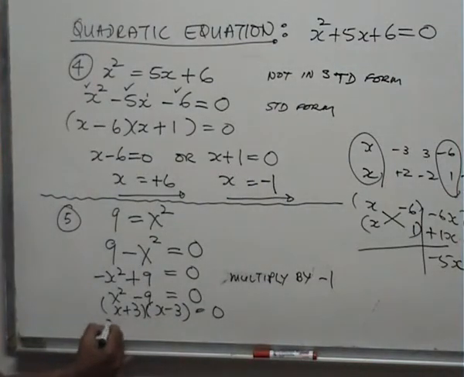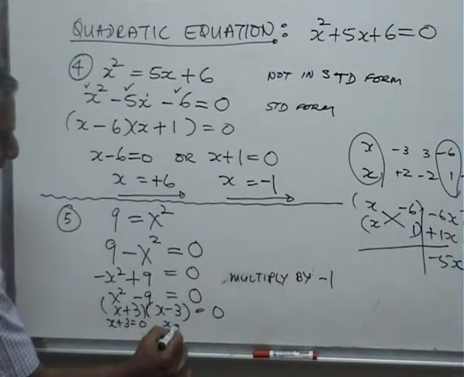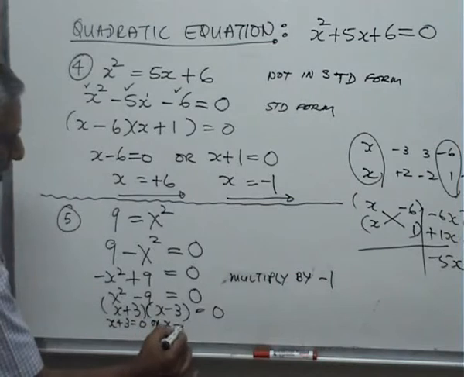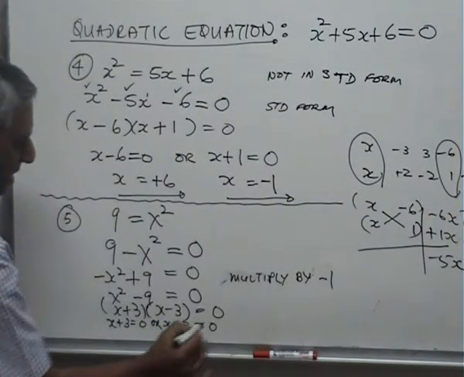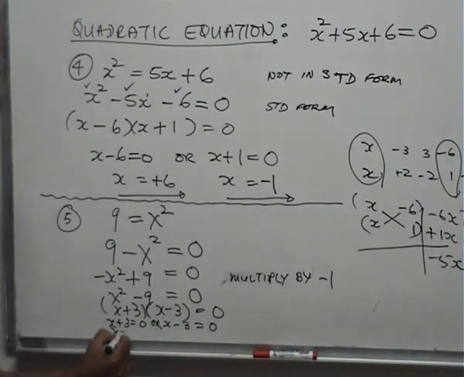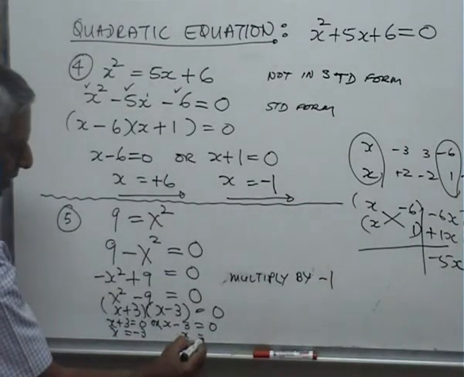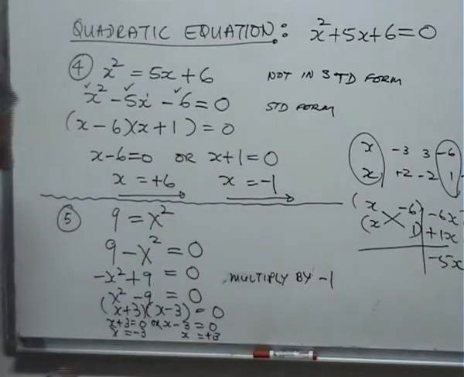So x plus, that's getting a little bit untidy. Alright, doesn't matter, I'll just squeeze it in here. x plus 3 is equal to 0, or x minus 3 is equal to 0. x is equal to minus 3, x is equal to plus 3. Sorry about that, I just squeezed it in over there, but that's how we do number 5.